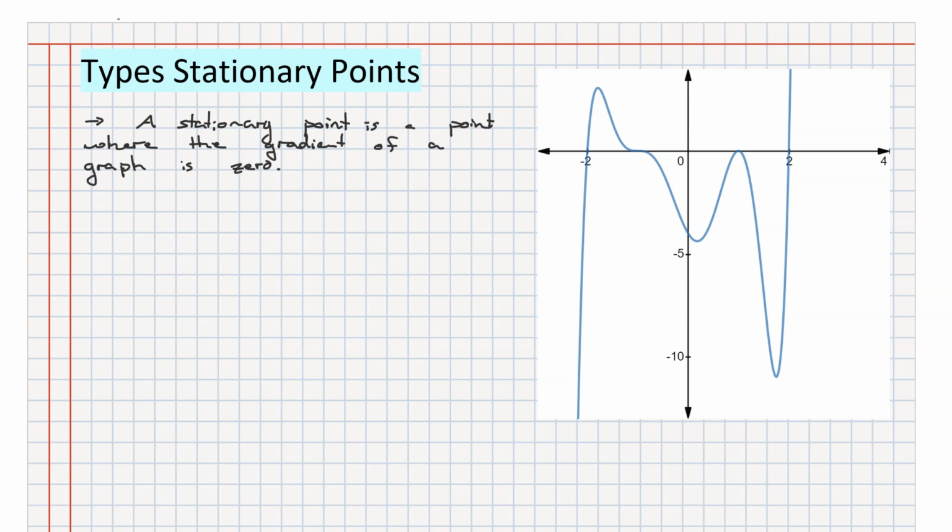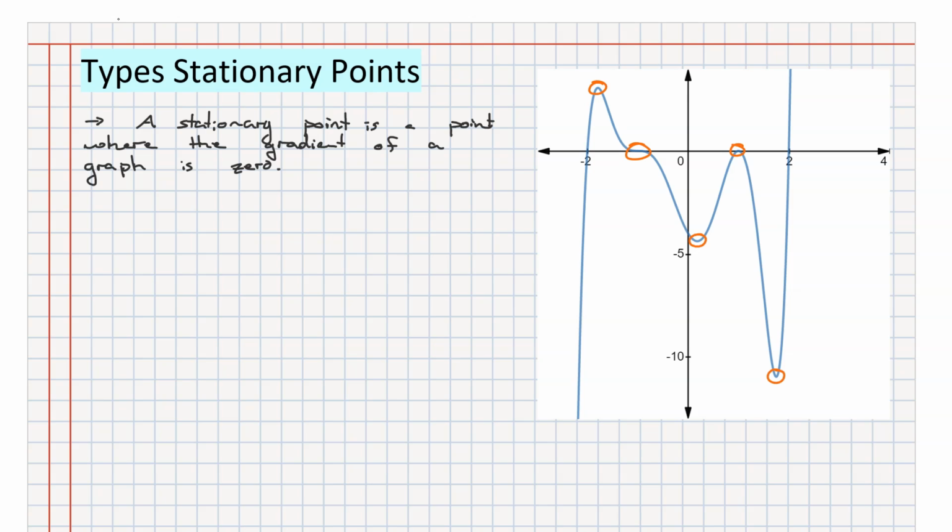Alright, so over on the right here, what I've got is a graph of a polynomial of various order. If we look at the graph itself and locate the stationary points, what we see is we've got a stationary point here, one here, one here, one here, and one here. So observe the different shapes that the stationary points have.